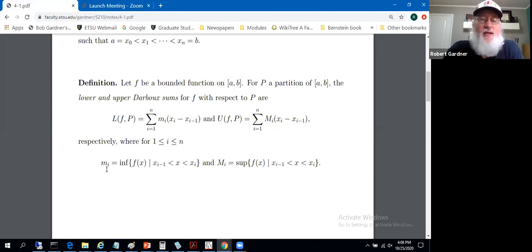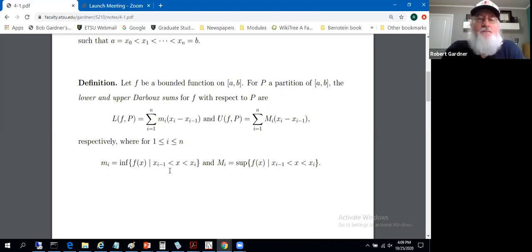We'll define lowercase m sub i to be the infimum of the function values when we input x between x sub i minus 1 and x sub i. We'll define capital M sub i to be the supremum of f of x when x ranges between x sub i minus 1 and x sub i. These sups and infs exist as finite numbers because we're dealing with a bounded function. So every set has a least upper bound and a greatest lower bound. So both of these are defined.